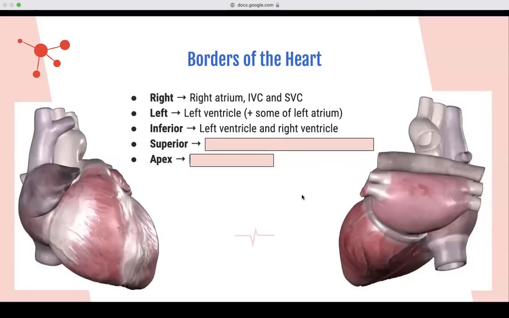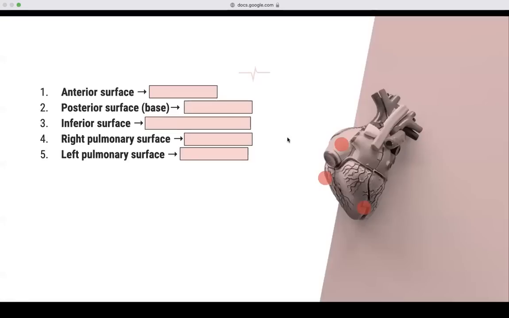What about the superior? Great vessels. Yeah, the great vessels and the right and left atrium. Okay, because you have parts of the atrium here. And finally, the apex: the left ventricle. Yeah, okay.